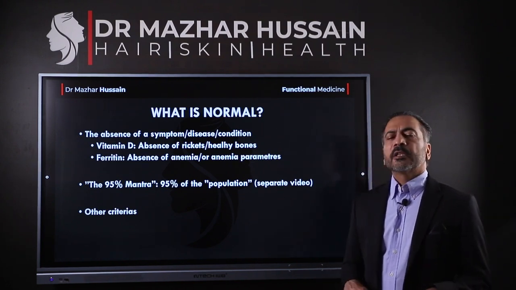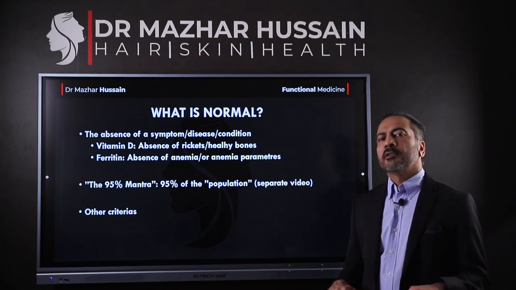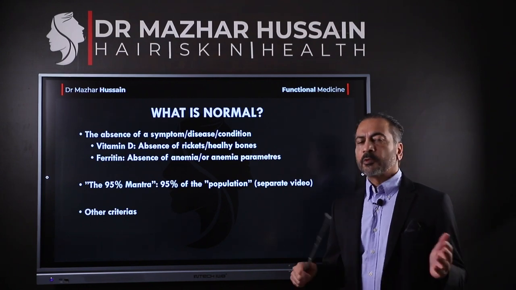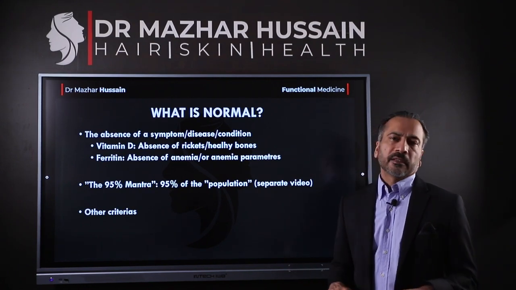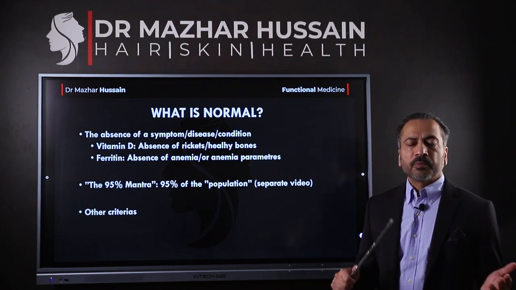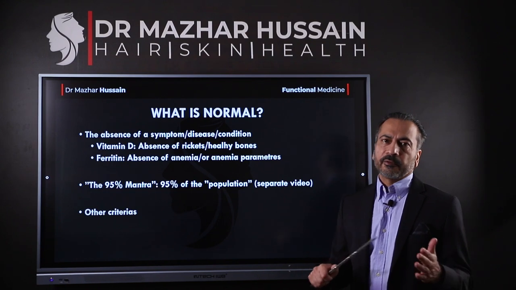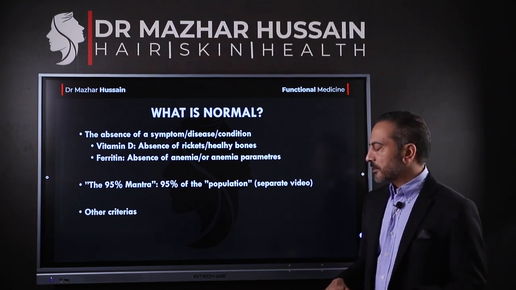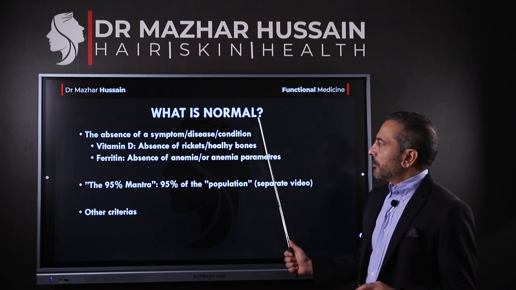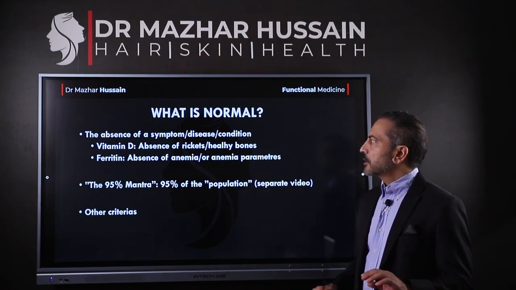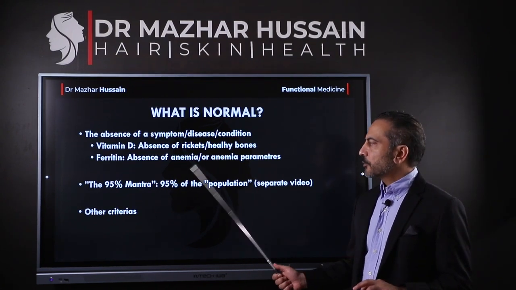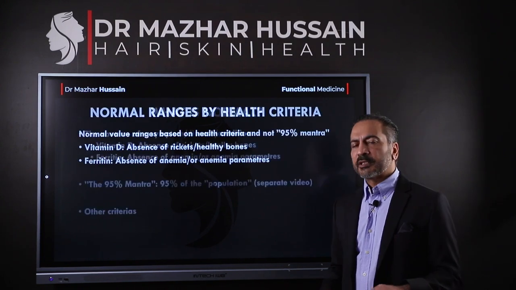There's also another way of looking at it, the 95% mantra, where we take 95% of the population. We'll discuss that in a separate video, where we define the 95% of the population to be the normal range and say if you lie within that, we are happy with your blood test results. There can be other criteria also, of course. But in this video, we're going to talk about the absence of a symptom, disease or condition, and we'll look at vitamin D and ferritin. And in the next video, we are going to talk about the 95% mantra.